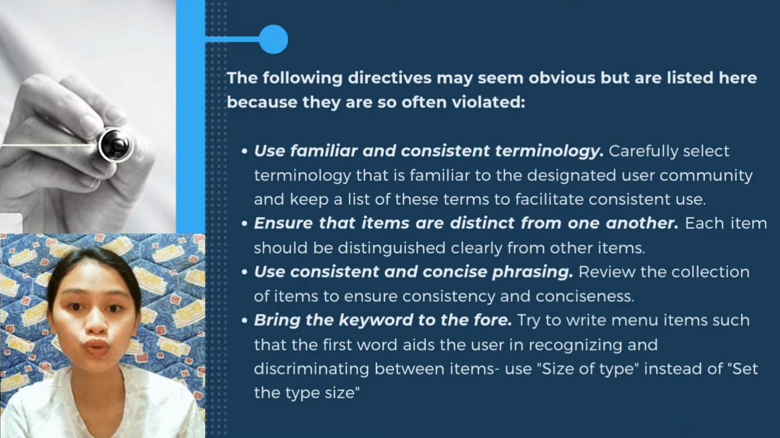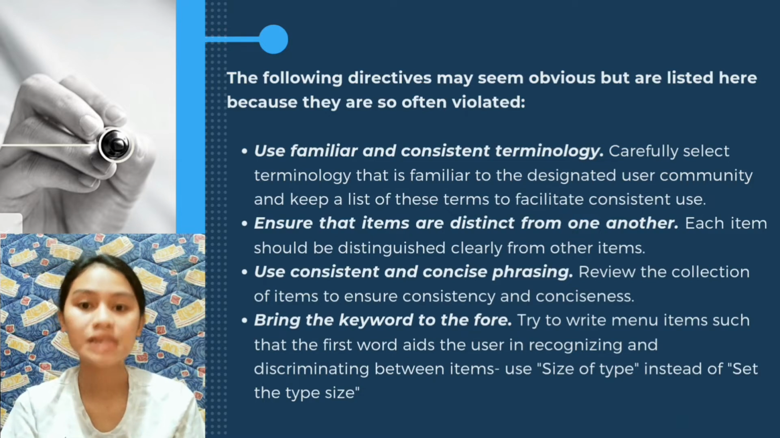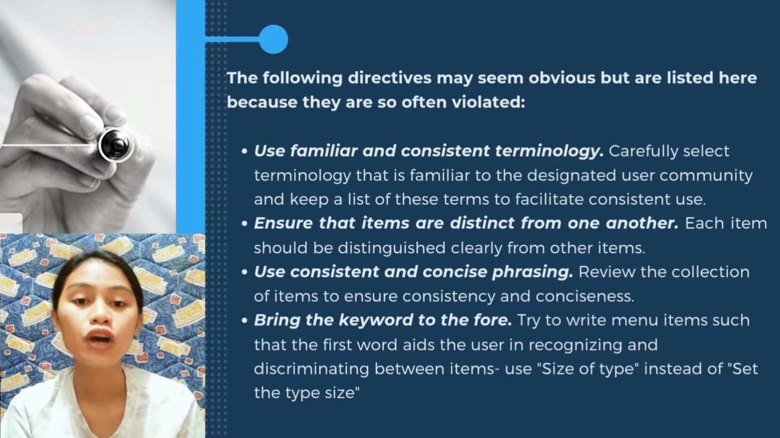Use consistent and concise phrasing. Review the collection of items to ensure consistency and conciseness. Users are likely to feel more comfortable and to be more successful with animal, vegetable, and mineral than with information about animals, vegetable choices you can make, and viewing mineral categories.